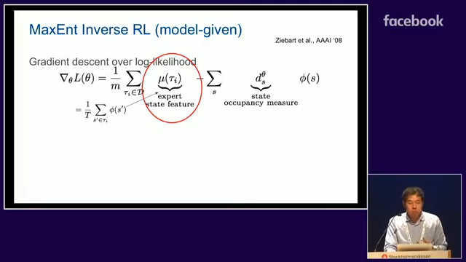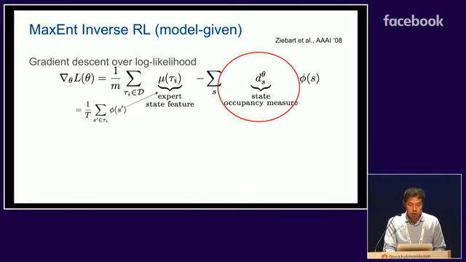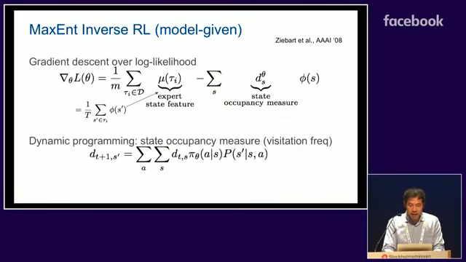The first component is just the empirical estimate of the feature expectation of the expert, which we can calculate easily. The second component is actually trickier. It's a sum over all states and depends on the state visitation frequency D sub s under the current policy. And the authors suggest that we can use dynamic programming to efficiently calculate this visitation frequency measure.